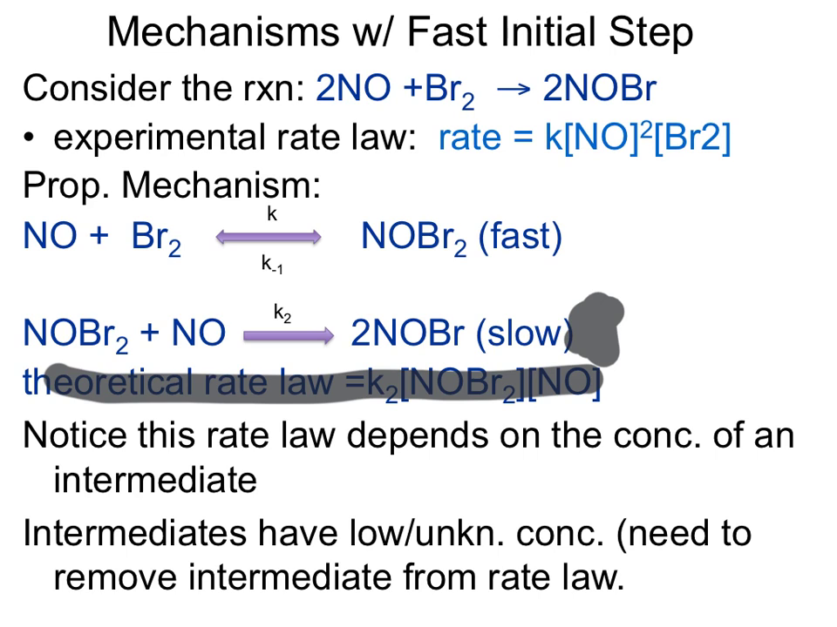However, what we need to take into account is the fact that this rate law actually depends on the concentration of an intermediate. Okay, so notice there is an intermediate in this rate law for the slow step. Now, intermediates can have low or unknown concentrations, and basically we don't really want to express our rate law with respect to NOBr2. So we're going to make a few assumptions about the presence of NOBr2, and basically look at our rate law with respect to only non-intermediate components.